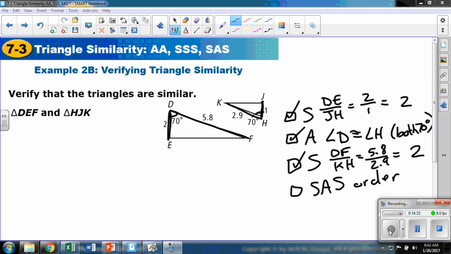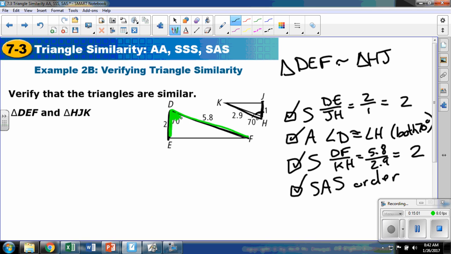Lastly, do they actually fit the side angle side order? The angle of 70 degrees was in between. It does fit that behavior. It is an included angle, so there we go. We would know triangle DEF is similar to triangle HJK by side angle side similarity.